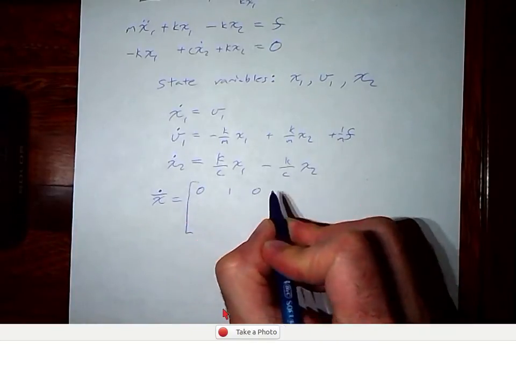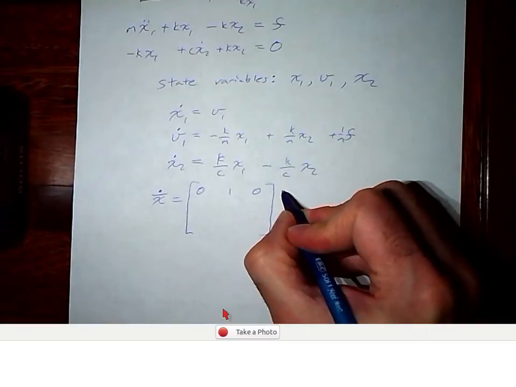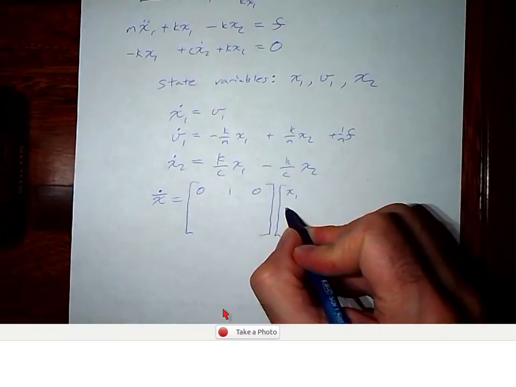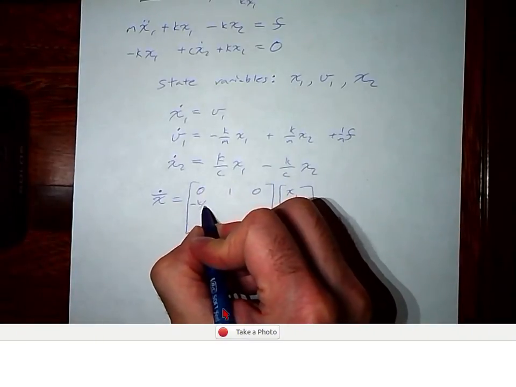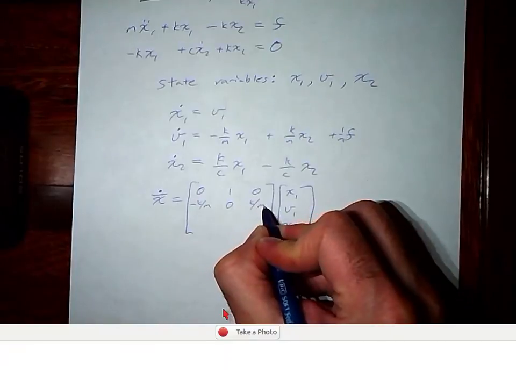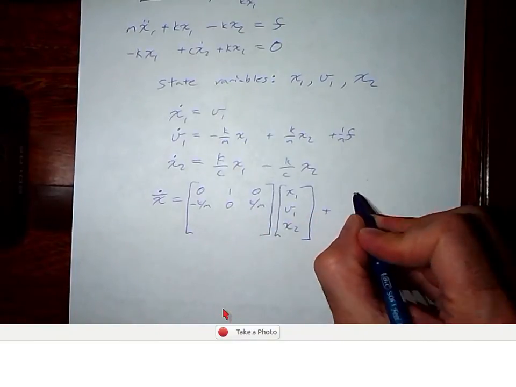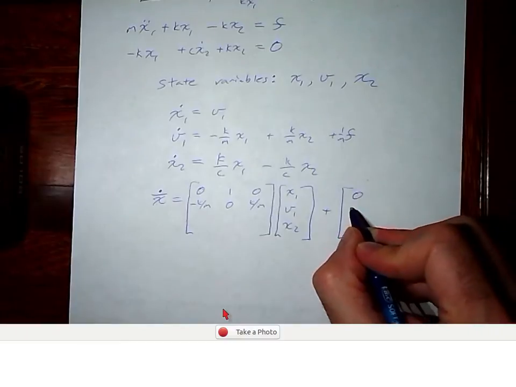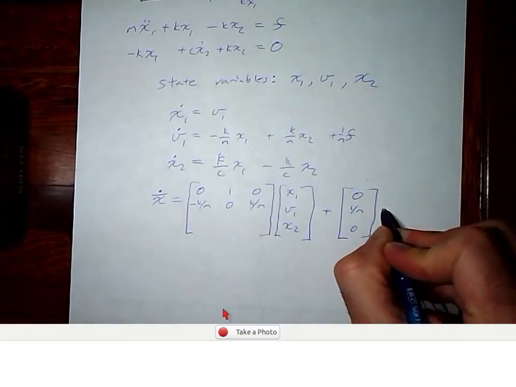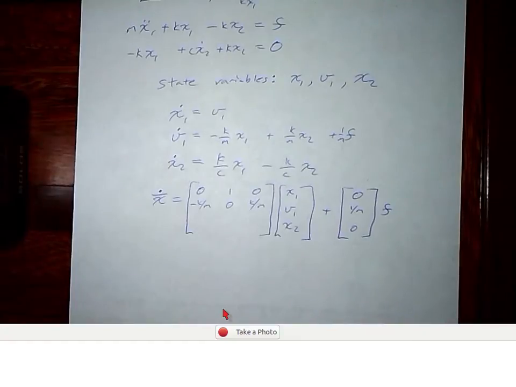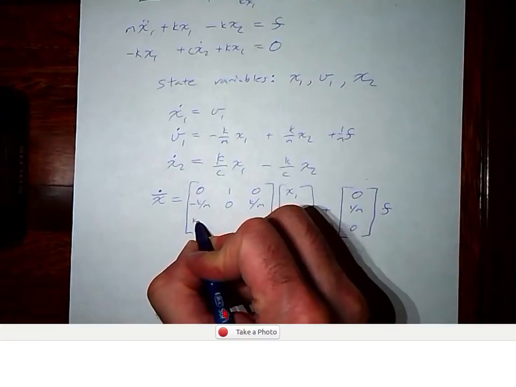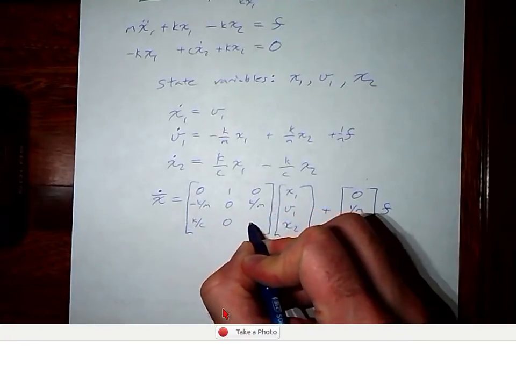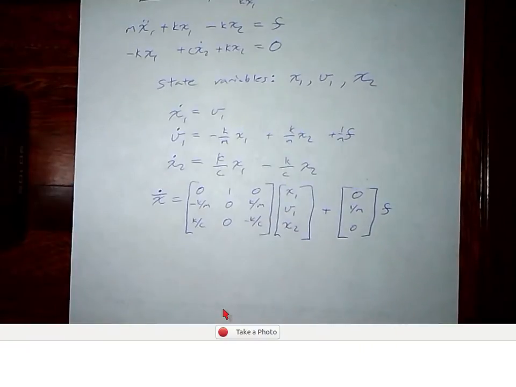0, 1, 0. Our state vector is x1, v1, and x2. And then we have negative k over m, 0, k over m. And the input is 0, 1 over m, 0. Well, the input matrix is that, and then input is f. And our third row, x2 dot is equal to k over c times x1, 0, negative k over c times x2. So now we have the A and the B matrices.